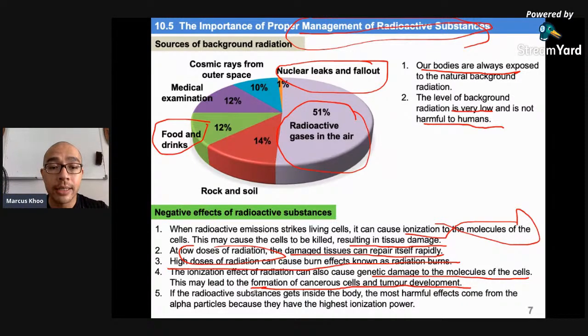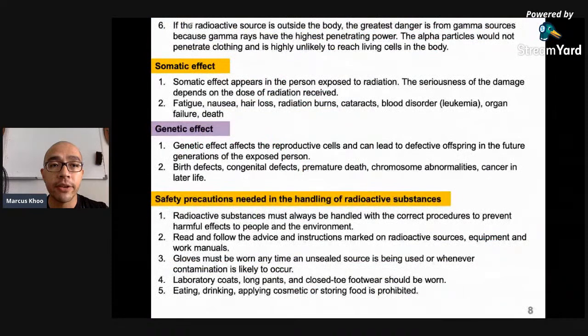So alpha particles are dangerous to us, because they have the highest ionizing power. Although they have the lowest penetrating power, they are able to ionize very highly. Number six, if the radioactive source is outside the body, the greatest danger comes from the gamma sources, because gamma has the highest penetrating power.